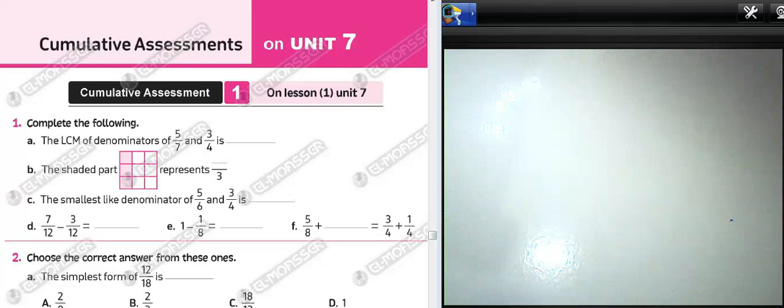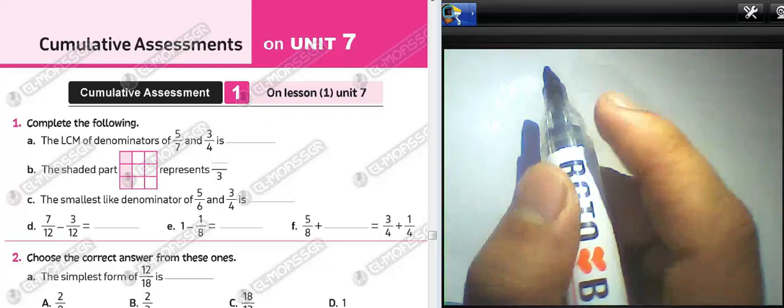Today we will solve questions from the Al-Moasser book, Cumulative Assessment on Unit 7, Assessment number 1, on Lesson 1, Unit 7. Look with me at question number 1. Complete the following: the least common multiple of the denominators of 5 over 7 and 3 over 4. Number 1.